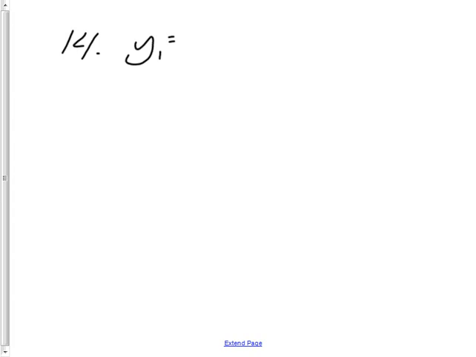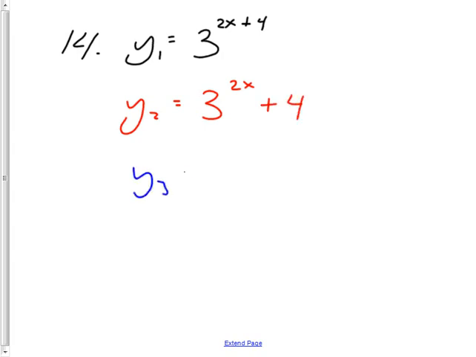What's y1? To the power of 2x plus 4. Okay. And then what's y2? Like this, okay? And what's y3? To the power of?